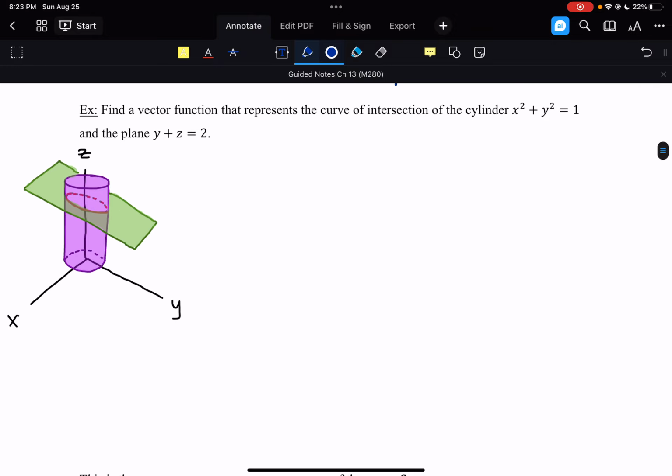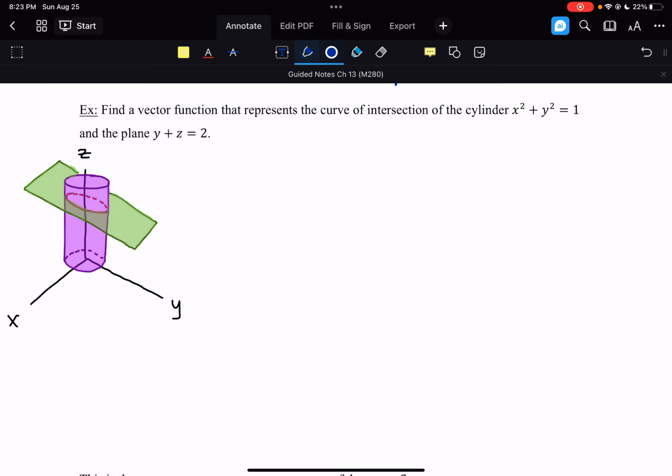Find a vector function that represents the curve of intersection of the cylinder x squared plus y squared equals 1 and the plane y plus z equals 2. As you can see here, I've got the plane and the cylinder already drawn. The plane cuts through the cylinder and it creates a curve.